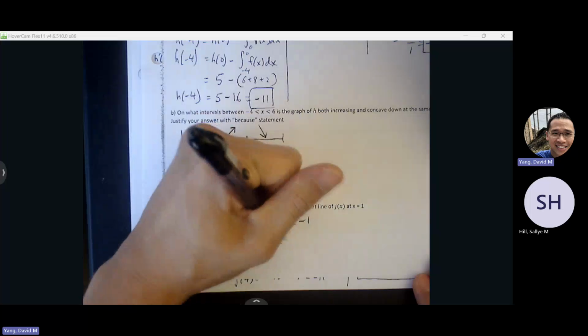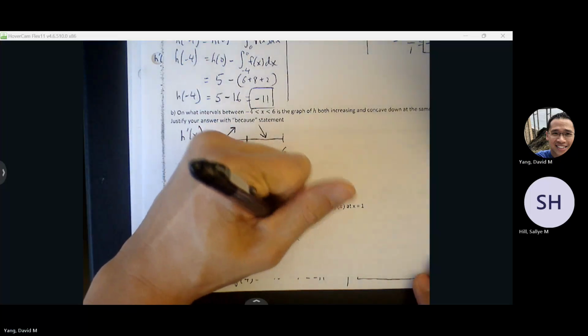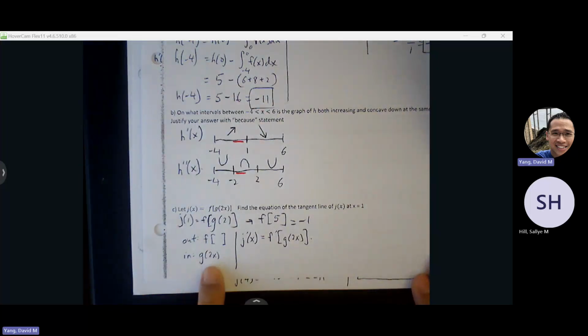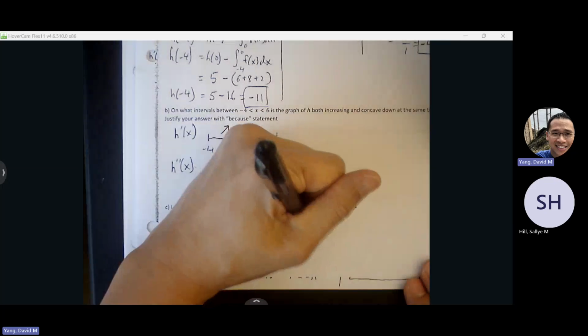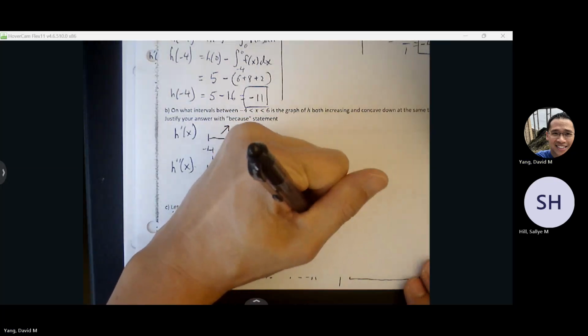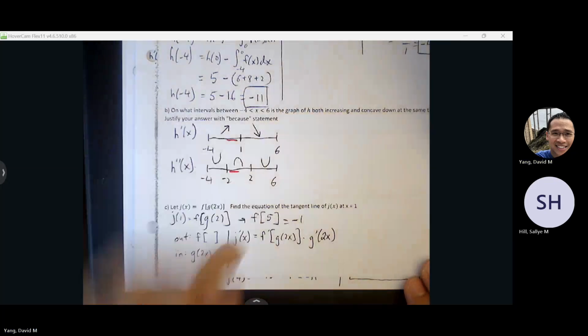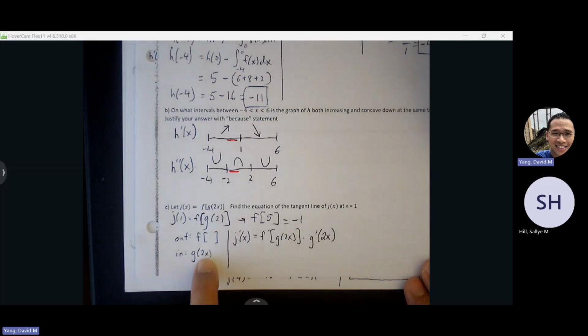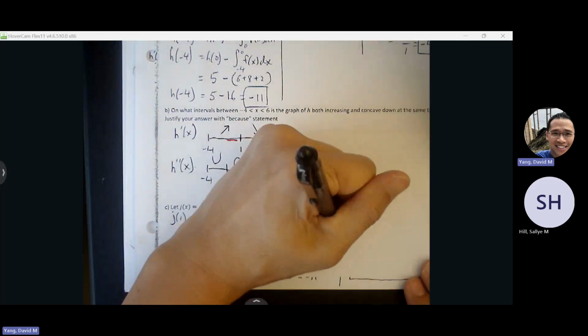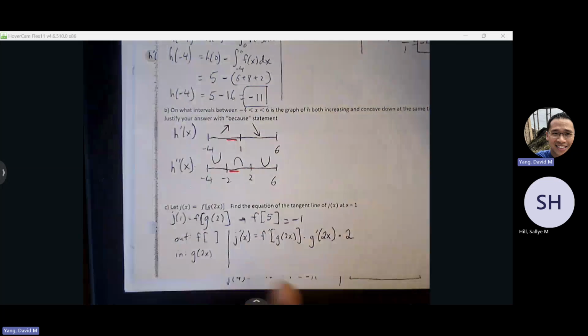Keep everything inside the same, times g of 2x becomes g prime of 2x. There's another chain rule hidden in here because there is also this inside portion as well. So that's going to be times 2. It's like a nested chain rule here. You have the outermost portion, the inside, and the innermost portion, which is 2x, and each will have its own turn for its derivative.